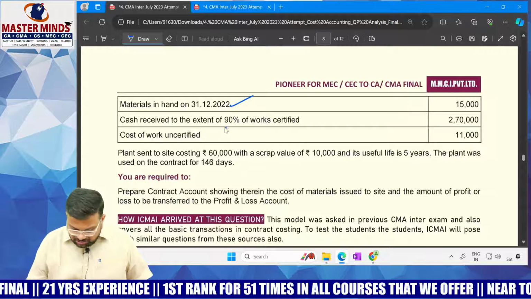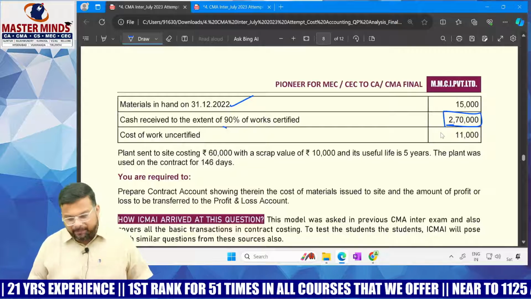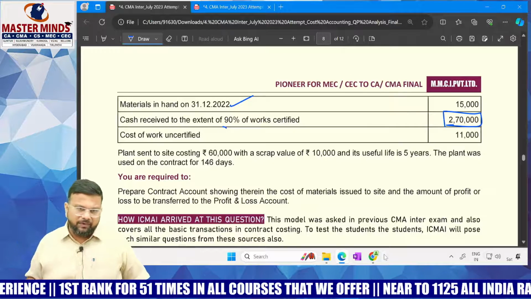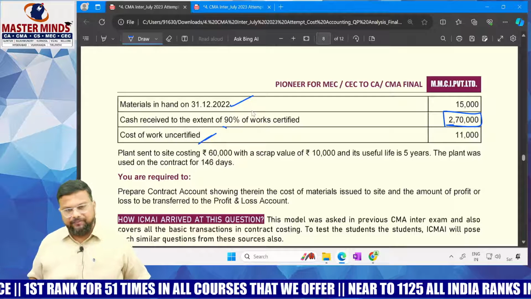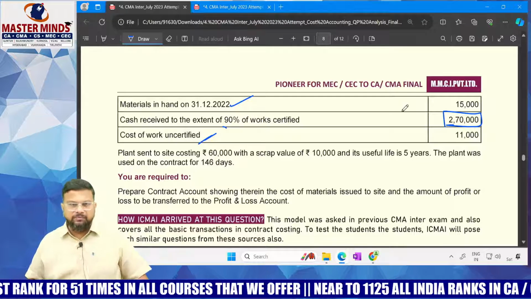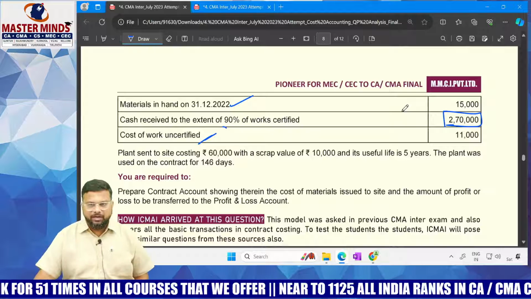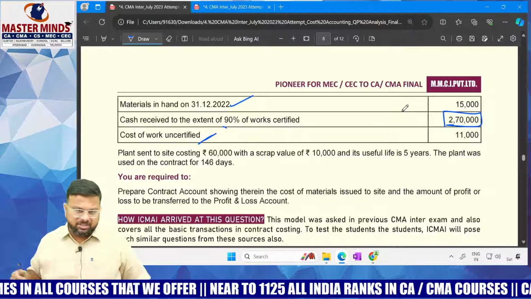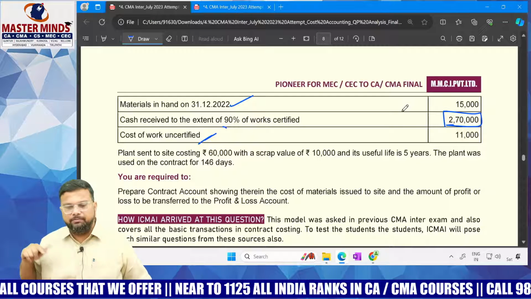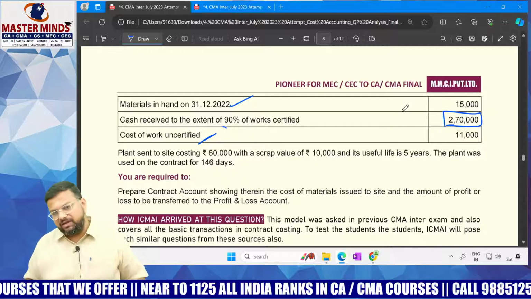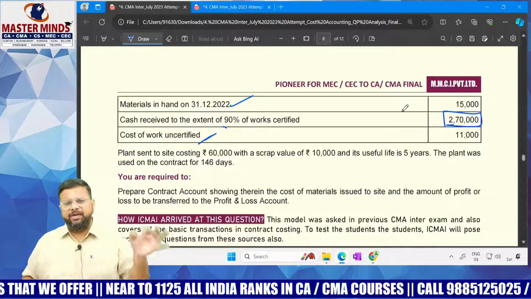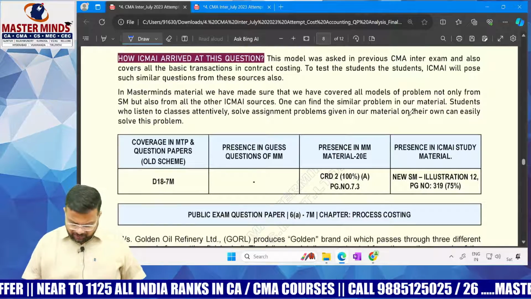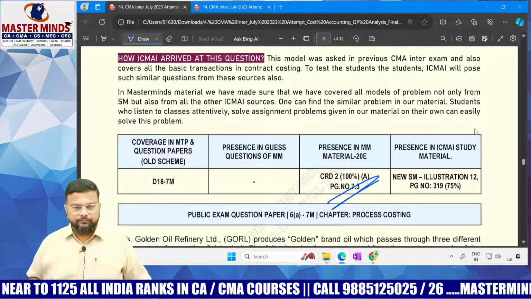So this is cash issued, right? This is equal to 90% of work certified. So work certified is how much? 100%. So we will calculate it that way. Cost of work uncertified is given. Plant at site costing 60,000 with a scrap value of 10,000 and its useful life is 5 years. The plant was used in the contract for 146 days. So 60,000 minus 10,000 divided by 5 into 146 divided by 365. In this way, you can calculate depreciation. Very, very basic problem. The same problem is there in our material as CRD2.